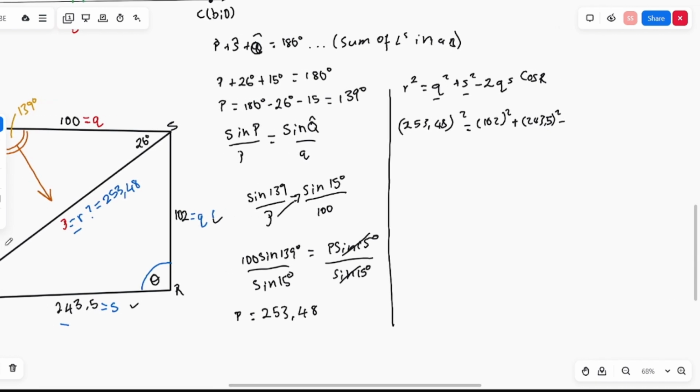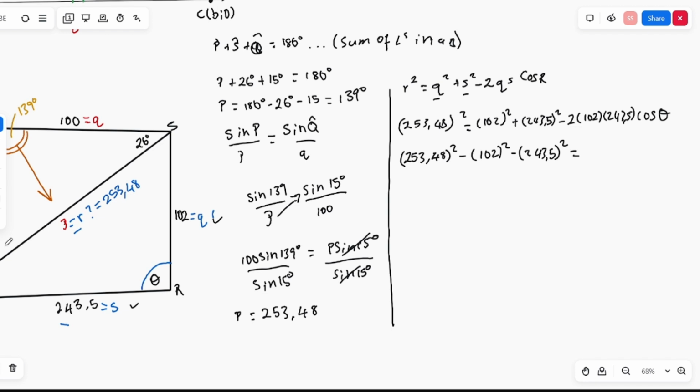So we are going to say minus 2, what is our q? Our q is 102 multiplied by 243.5 cos theta, right? We know that we are looking for cos theta. And then you are going to do your math, guys. So you are going to have 253.48 squared minus 102 squared minus 243.5 squared. You are going to simply transpose, isn't it?